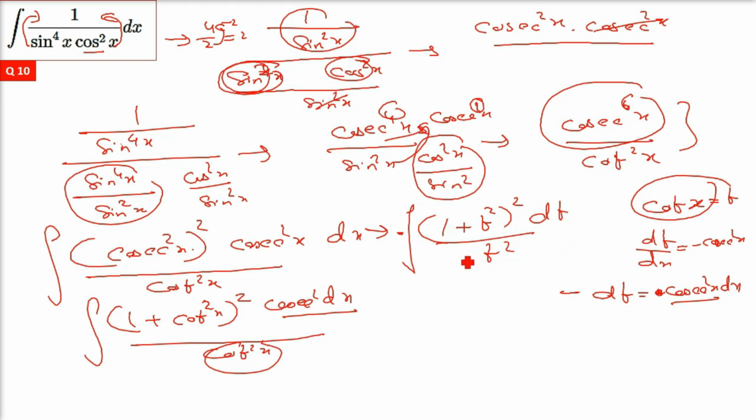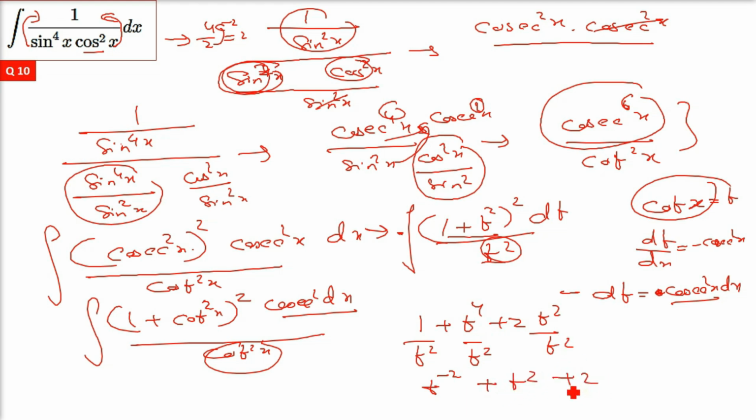So we'll just open this 1 plus t square whole square. We'll just open it. a plus b whole square, so a square plus b square, t square whole square is t raised 4, plus 2ab, 2t square. And in the denominator we have t square. So let's just divide by t square and find out what it gives us. So t square will go up and will form t raised minus 2. t raised 4 by t square will give us t square. This t square gets cancelled. The third term, only 2 will remain.